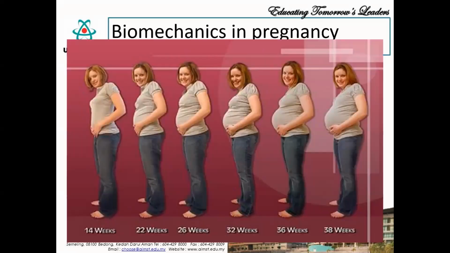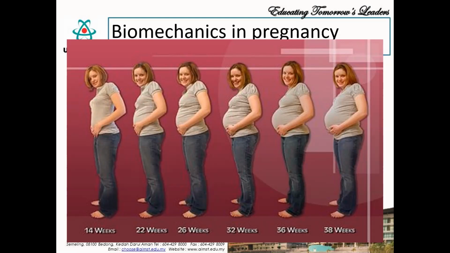Now you can just see, there is going to be a difference in the posture. Why will there be a difference in the posture? Because of the increase in the abdomen. As the pregnancy increases, the abdominal cavity will bulge out. Since it is bulging out, the center of gravity, the line of gravity which passes through S2, will be deviated or pulled forward, and it may fall outside the base.